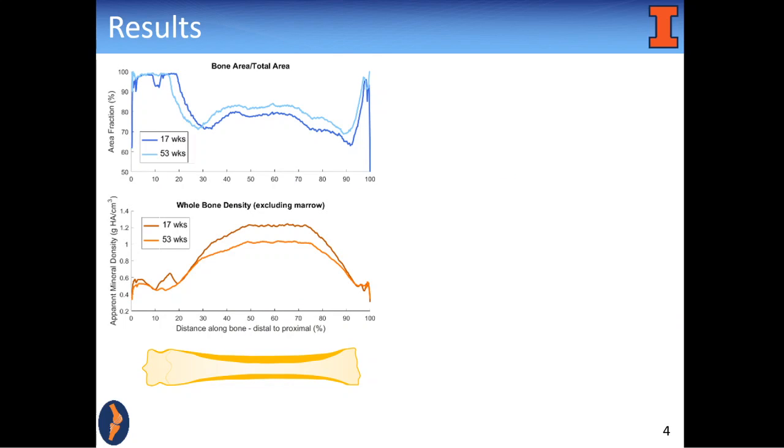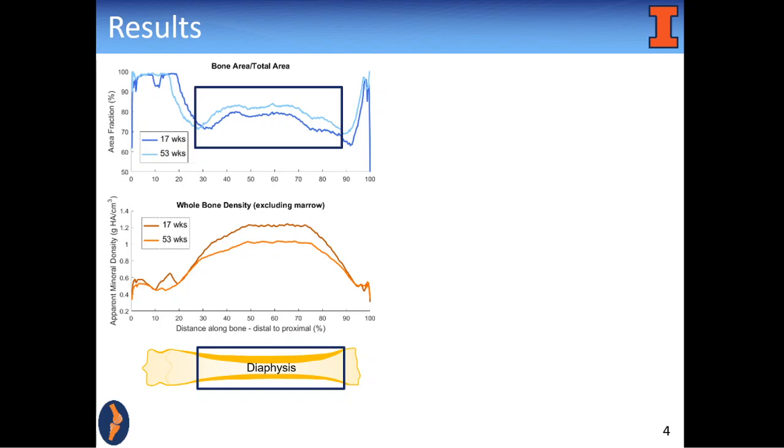We began by plotting the bone area fraction, which is bone area divided by total area, and density across the whole bone for each time point. In general, as the foals aged, the diaphysis region experienced the most change, with the bone area fraction increasing and the bone density decreasing with age. This suggests that, while the bone is definitely growing larger, it is becoming less dense and generally weaker, with a lower modulus of elasticity.